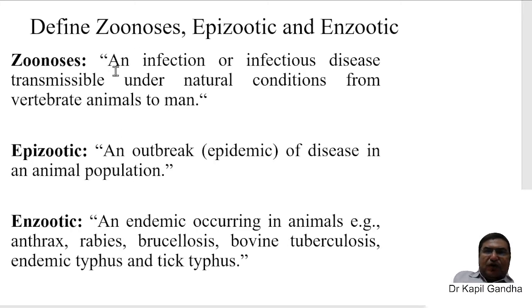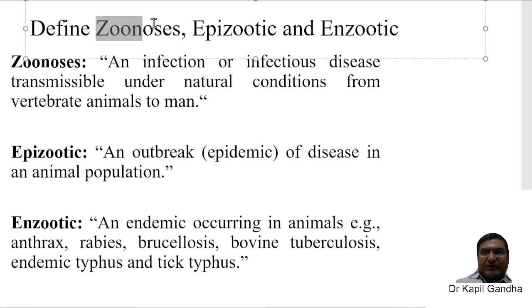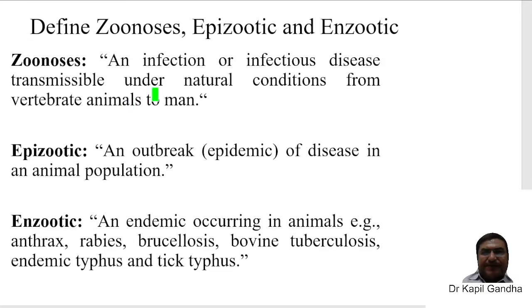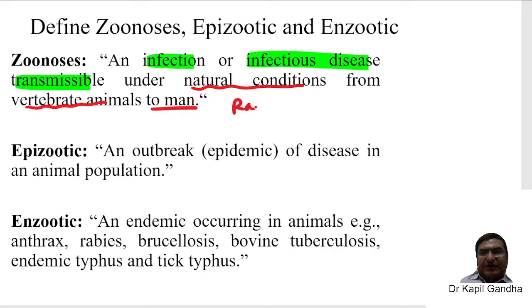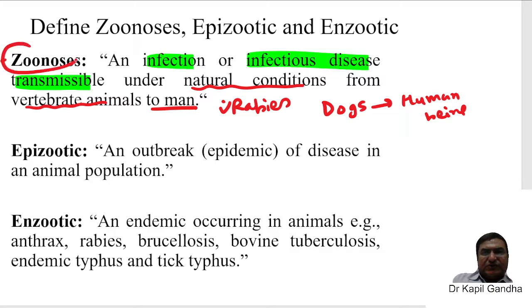Now, three more important definitions: zoonosis, epizootic, and enzootic. What do we understand by zoonosis? It is an infection or infectious disease transmissible under natural condition from vertebrate animal to man. For example, rabies from vertebrate animal, dogs, to human being. So basically, rabies is an example of zoonosis.